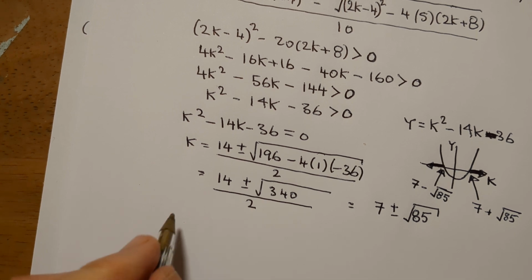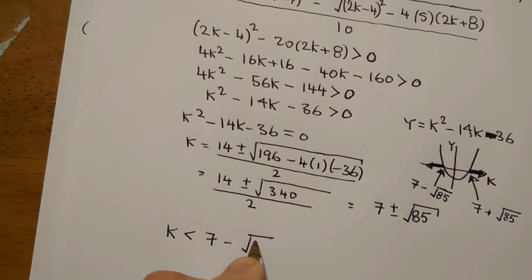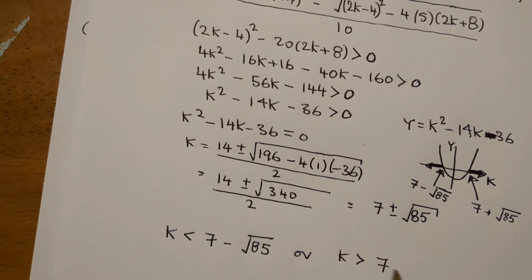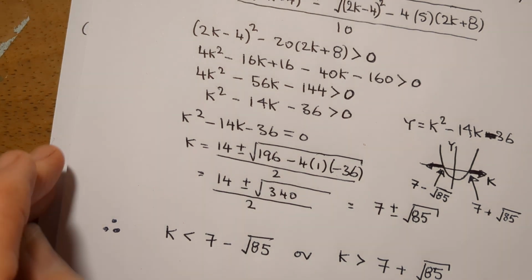Right, the range of values of k. Well, k can either be less than 7 minus root 85, or k can be greater than 7 plus the square root of 85. Those are the values of k. I think that's the answer to the question.